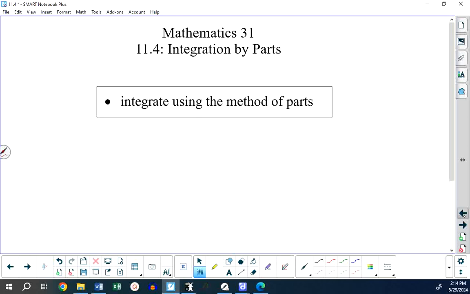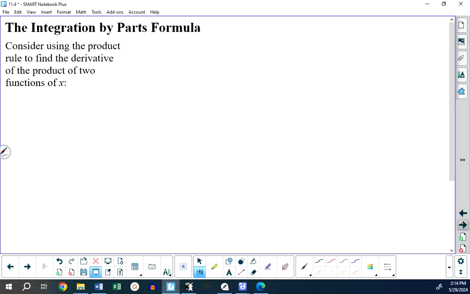So what's the goal today? To be able to integrate using the method of parts. There's a formula here. I guess I'll give you the formula for exams, but you will have used it so often that you will know exactly what it is you need to do. And I think it's important that you understand where the formula comes from.